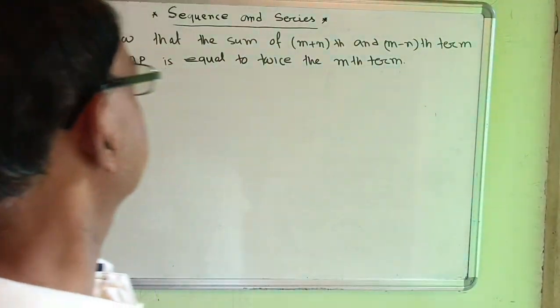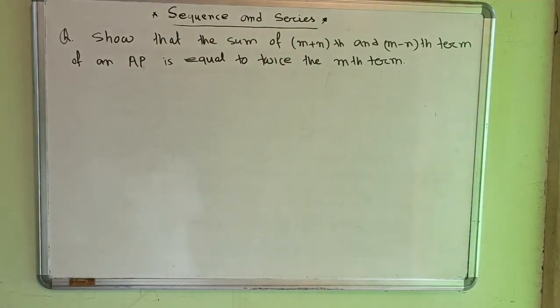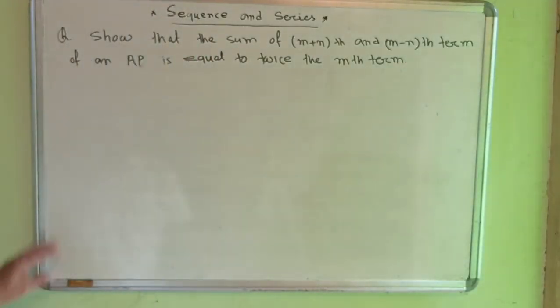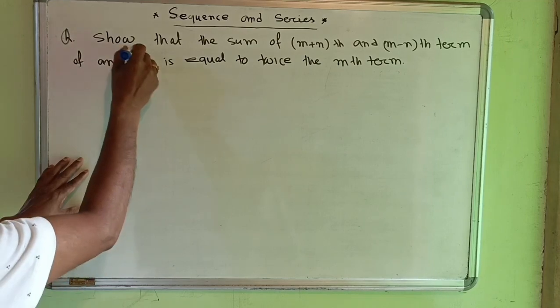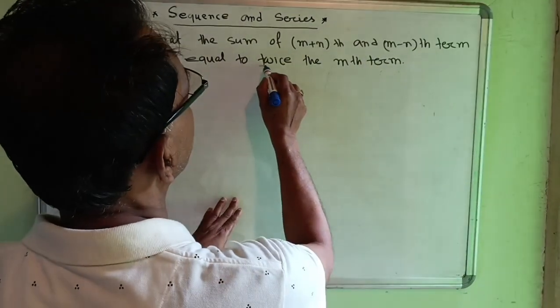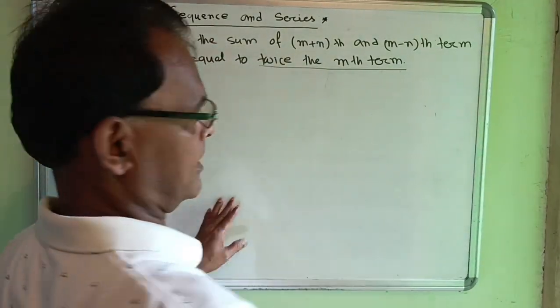Question is this. Prove that the sum of the (m plus n)th term and the (m minus n)th term of an AP series is equal to twice the mth term.